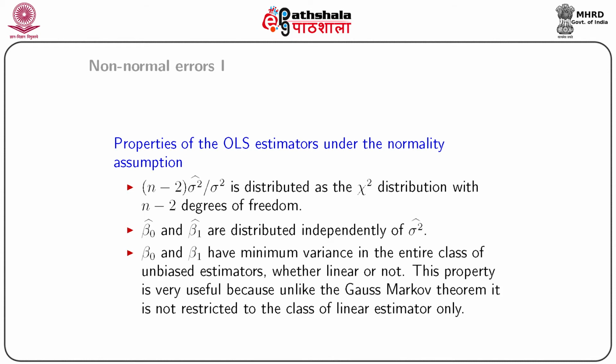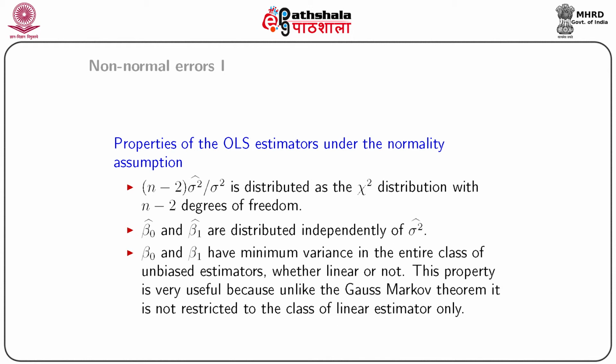Now, continuing with the properties of OLS estimators, another property concerns the estimate of the variance of the error terms, that is sigma square. n minus 2 times sigma square hat divided by sigma square is said to be distributed as a chi-square distribution with n minus 2 degrees of freedom. So beta naught hat and beta 1 hat are distributed independently of sigma square hat.